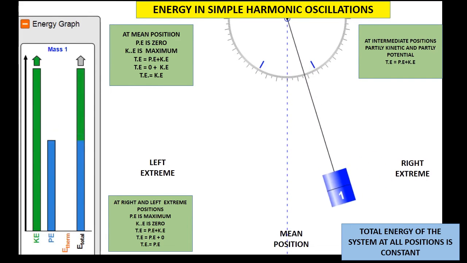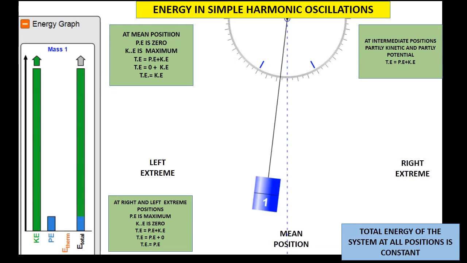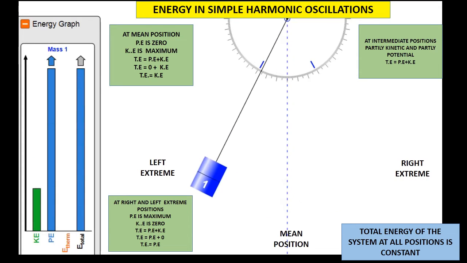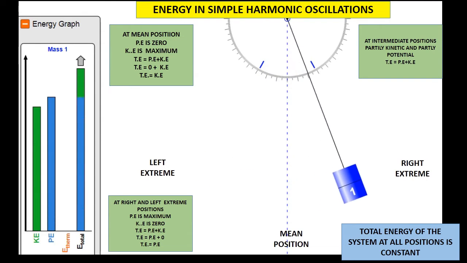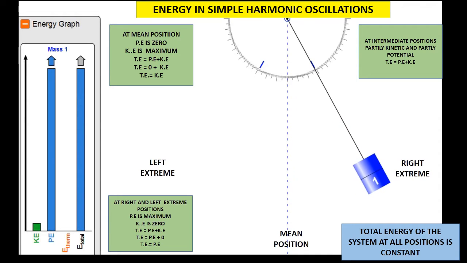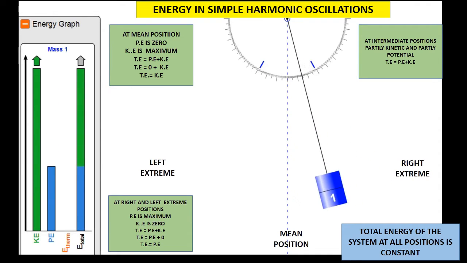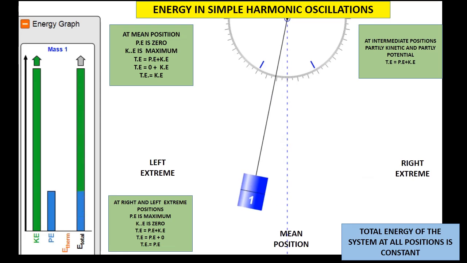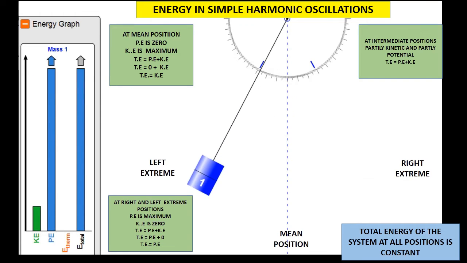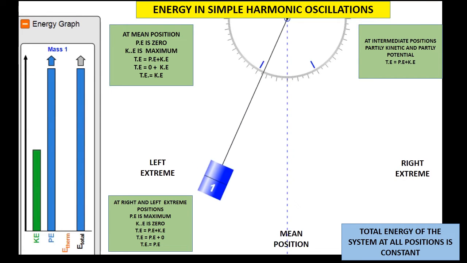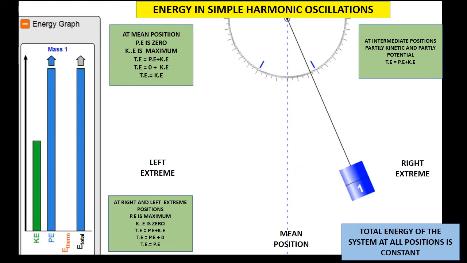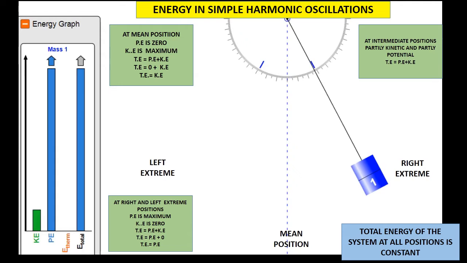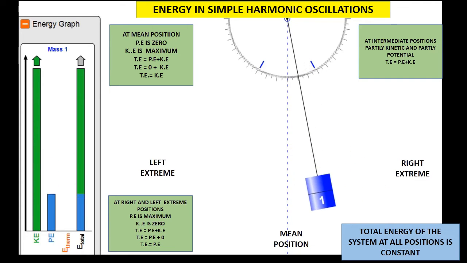So with the help of this simple simulation, we are going to learn where the potential energy is maximum, where the kinetic energy is maximum, where the potential energy is zero, where the kinetic energy is zero, and how the total energy of the system remains the same. All those things will be learned one by one. I am going to keep the bob at rest at various positions. I am going to explain.